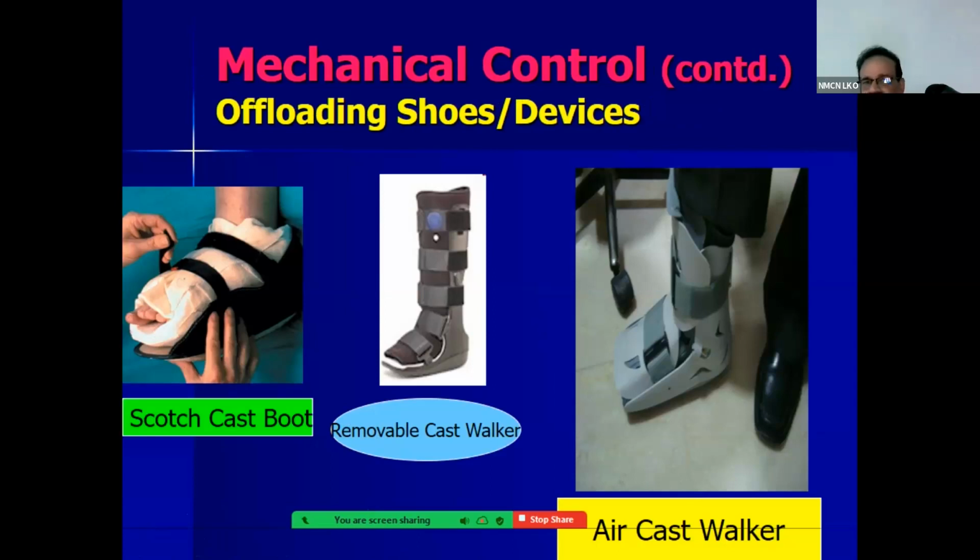Other offloading devices are the Scotch cast boot, removable cast walker, or air cast walker, which can be used by pushing air inside. There are air cells inside this shoe, so it gives the offloading.